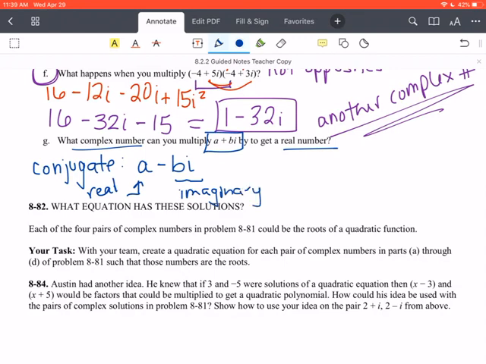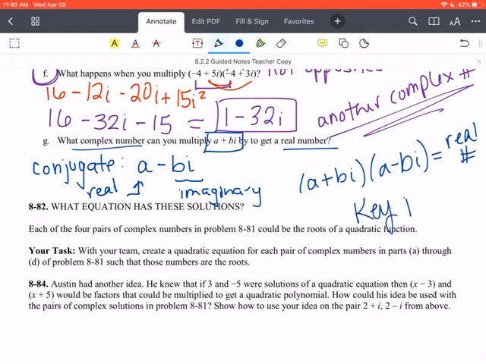Okay, so the moral of the story is a plus bi times a minus bi is going to result in a real number because the imaginary components are opposite. This is the key idea of this entire lesson.